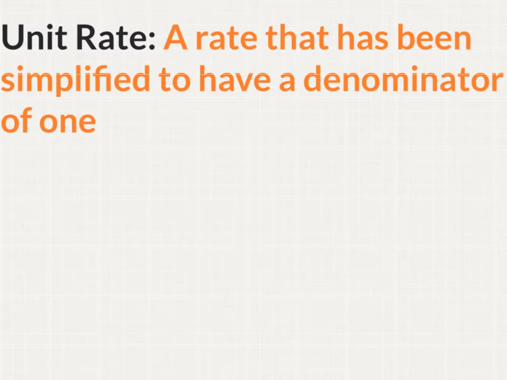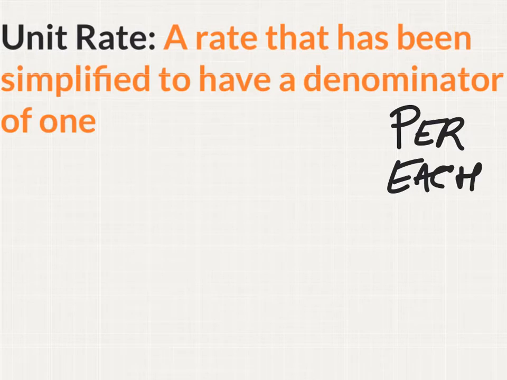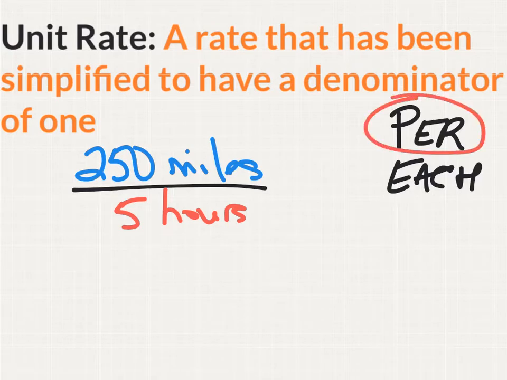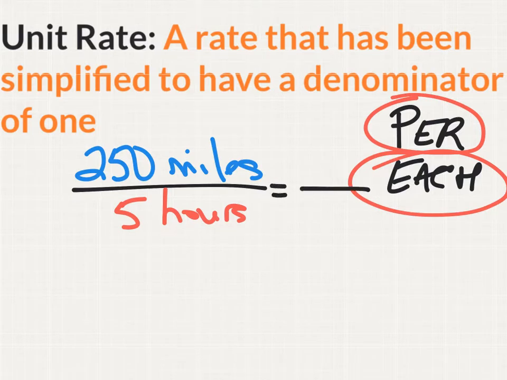When we speak about unit rates, we'll often hear words like per or each, and I'll show you how this works. Let's go back to our example from earlier. I traveled 250 miles and I did so in 5 hours. Now, if I wanted to know my rate per hour, how far or how fast did I travel per hour or each hour? I would simplify my rate so that my denominator was 1 hour.